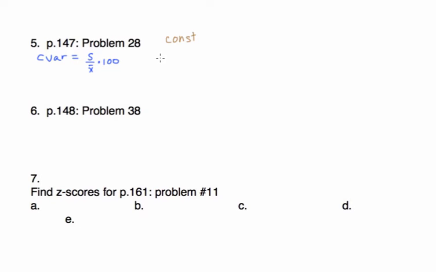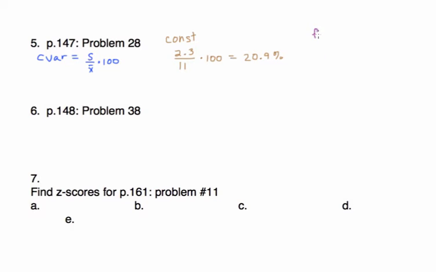Standard deviation was 2.3 divided by X bar, mean, the mean was 11, times 100. Put that in your calculator, round to the nearest tenth of a percent, 20.9%.